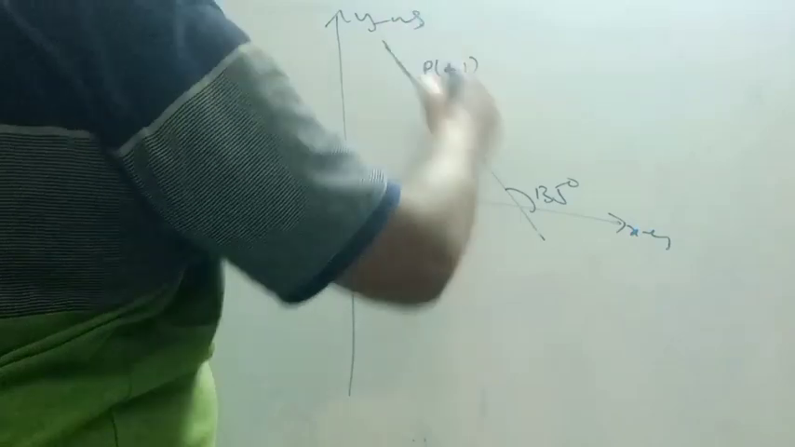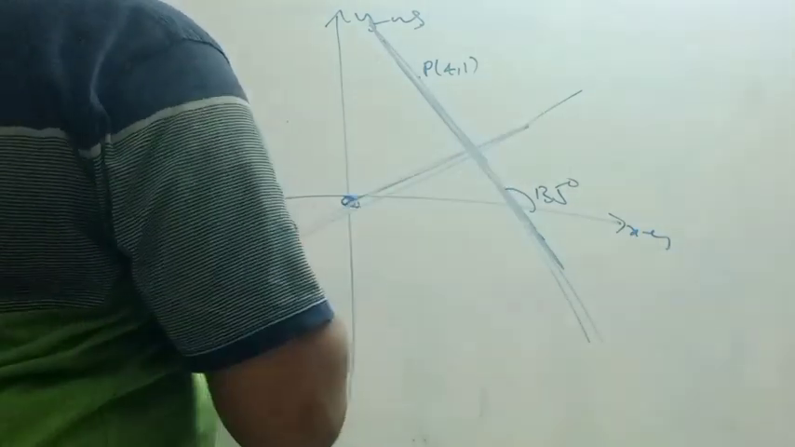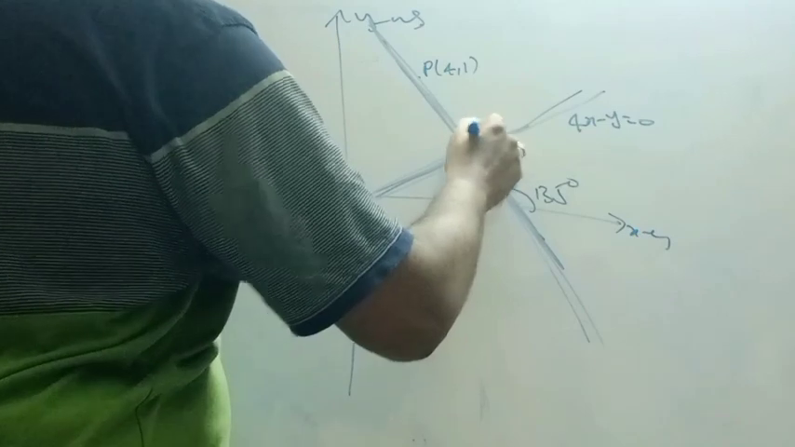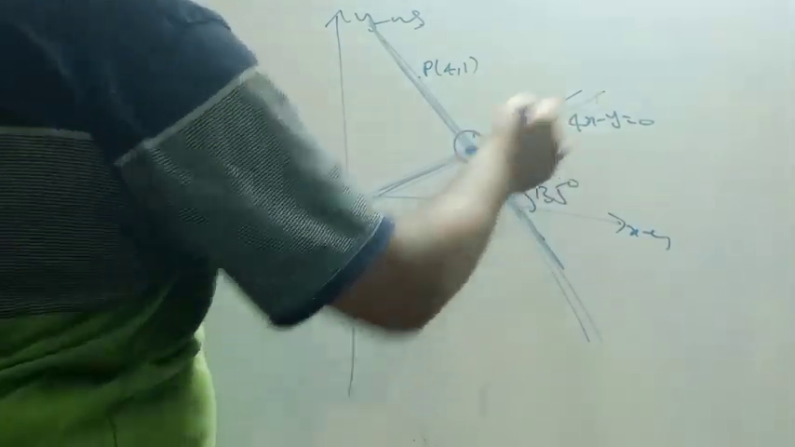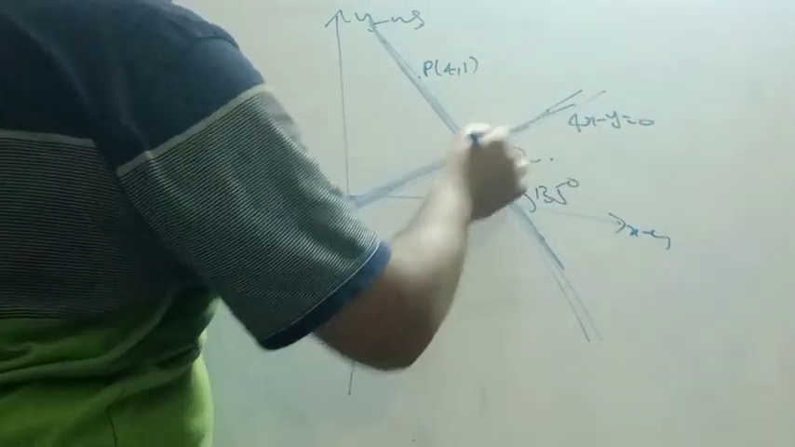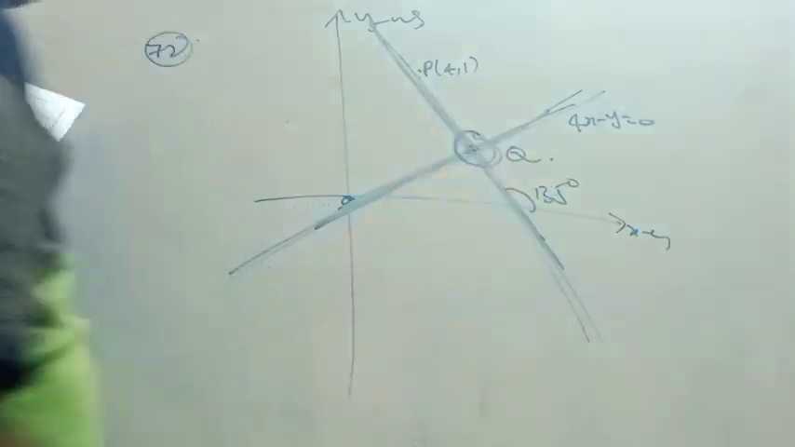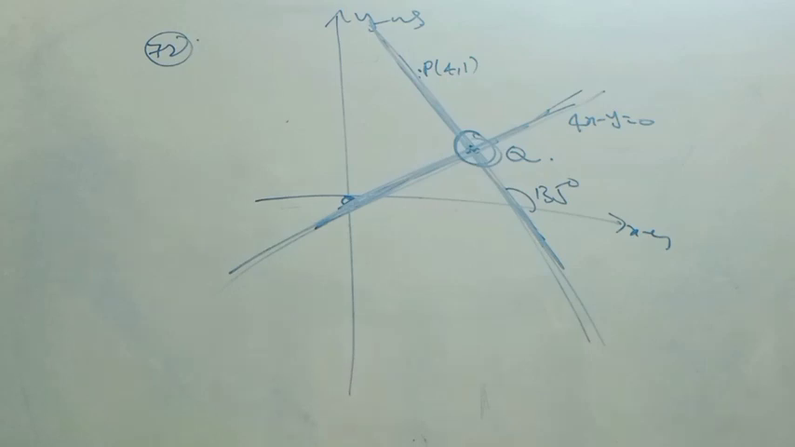Now we can find the equation of this line. You got the equation of the line. Now you take the line which is passing through the origin, whose equation is 4x minus y equal to 0. They intersect at a point Q. Just find the point of intersection of this line and this line. You got Q. Now you know P, Q. Find the distance PQ. That's all about that problem.